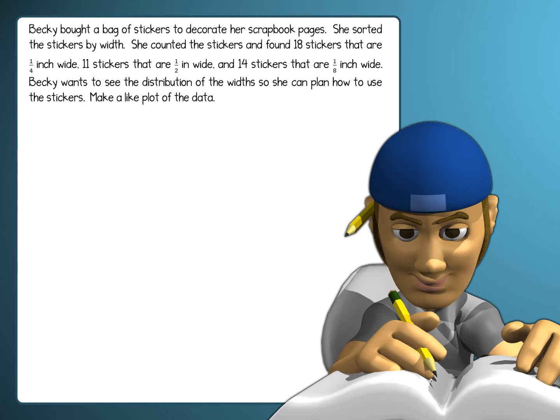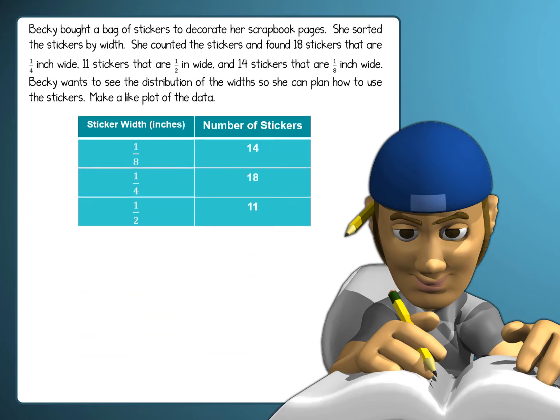Becky wants to see the distribution of widths so that she can plan how the stickers make a line plot. So what should she do? Think about it. One way to solve a problem is to use the data, but we need to find a way to put that data onto our sheet so that we can better see it. So a way to do that is to create a table.